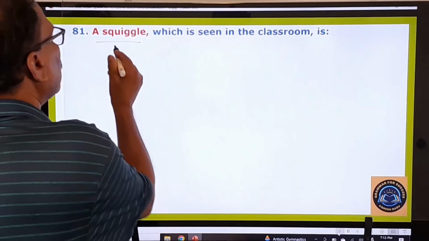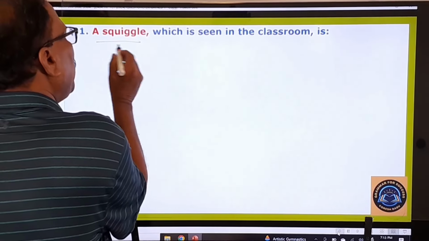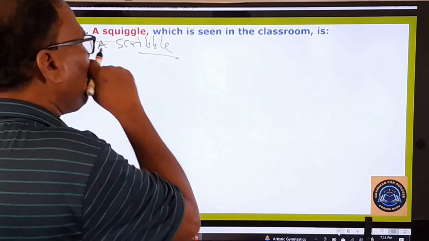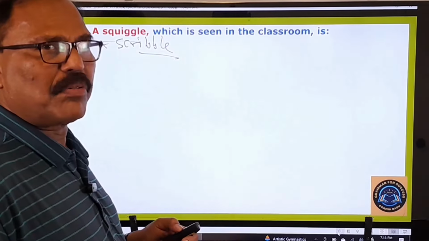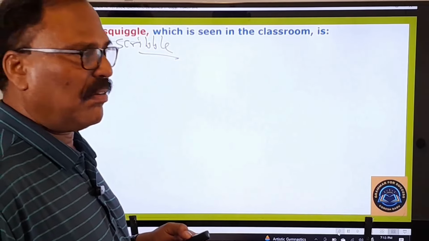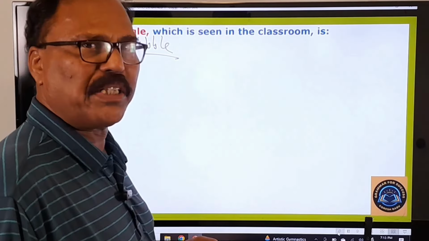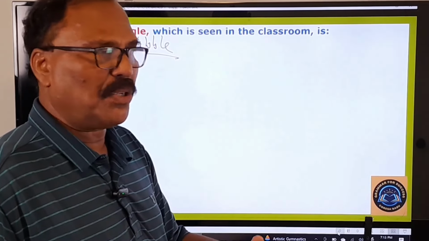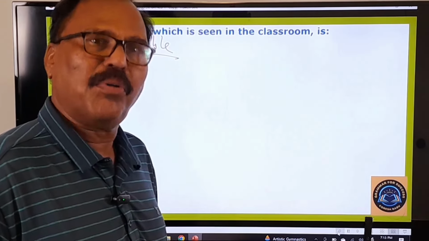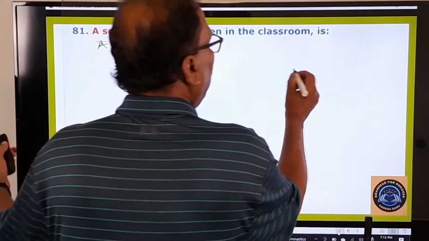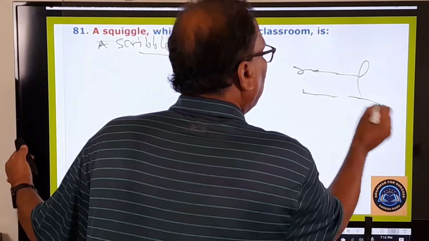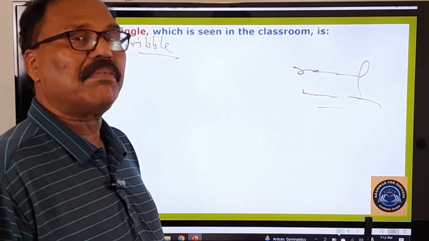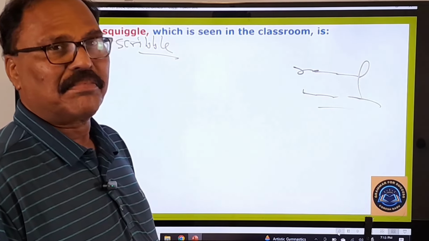Squiggle. A squiggle means a scribble, in other words. Sometimes, in a hasty moment, how do you write? Because the time is up, the examiner is asking you to hand over the answer paper. How do you write the answers? Then you say, yes, reading and writing. What is this? This is called scribbling. You scribble. Okay, right.